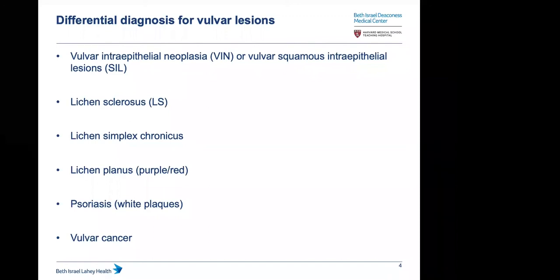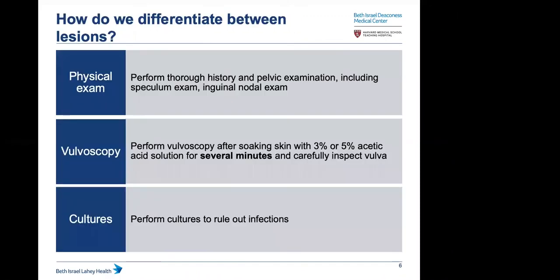So how do we work up this patient? Number one, a physical exam. It's important that we perform a thorough history, review the patient's exposures. Does she smoke? Has she had HPV before? Has she ever been diagnosed with a vulvar condition in the past? And then performing a targeted physical examination, including a speculum exam, even though she has primarily external genitalia symptoms, it's important to perform a speculum exam as well to rule out abnormal discharge or other findings that may be related to whatever is going on externally. And then performing an inguinal nodal examination too to feel for any lymphadenopathy.